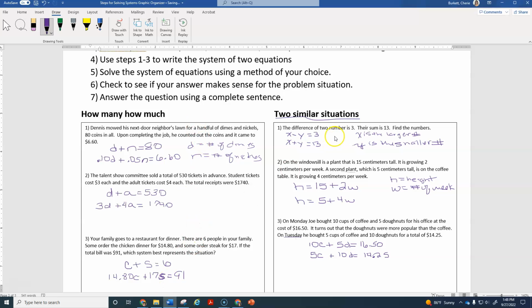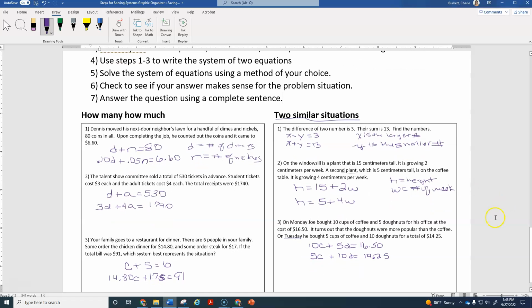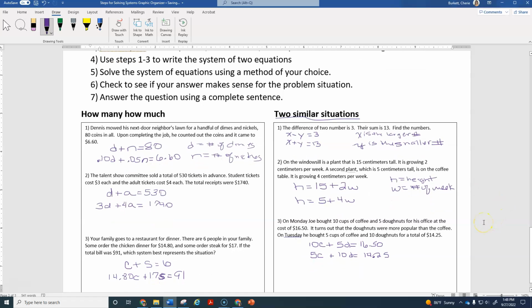Not every word problem will fit into these 2 categories, but most of them will. The idea here is don't leave anything blank, because I can promise you a blank answer will be wrong.